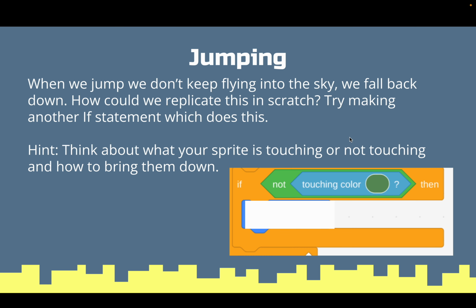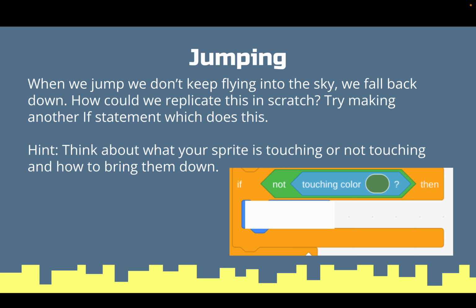Anyway, when we jump, we don't want to keep flying in the sky, right? We don't want to be stuck in the sky, because that's not how real life works, right? We fall back down due to gravity. So how do we do this in Scratch? Try making another if statement, which does this. Here on the bottom right, we already gave you your condition. It's not touching the color green.